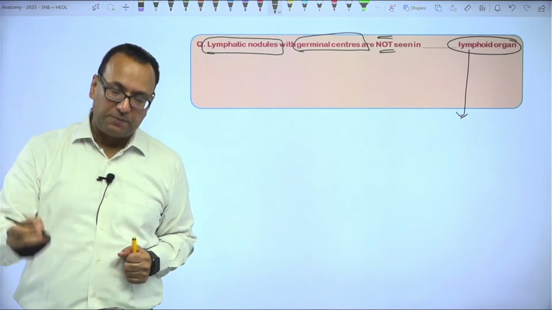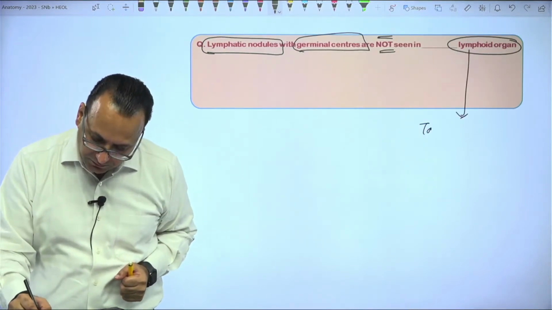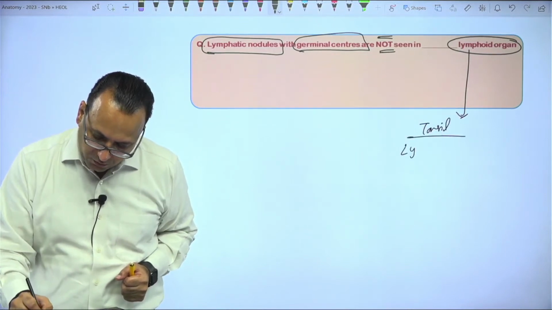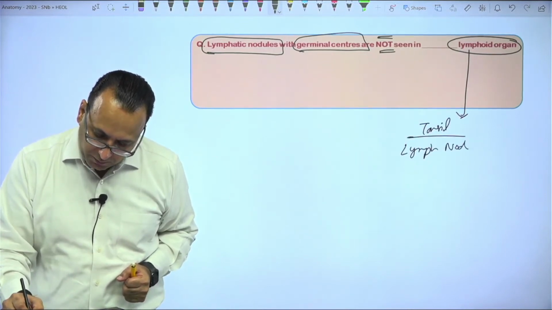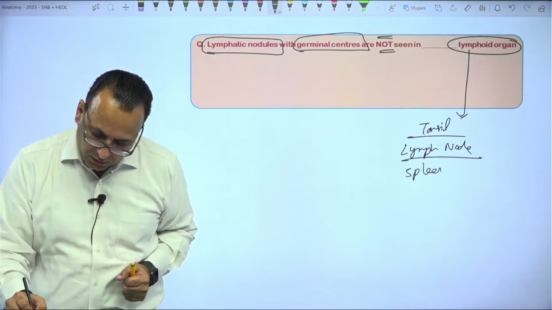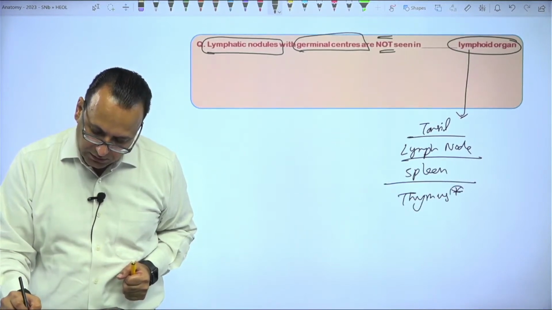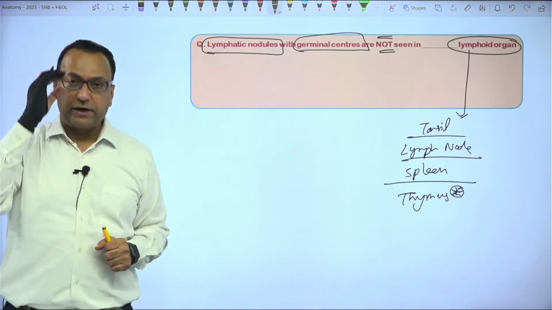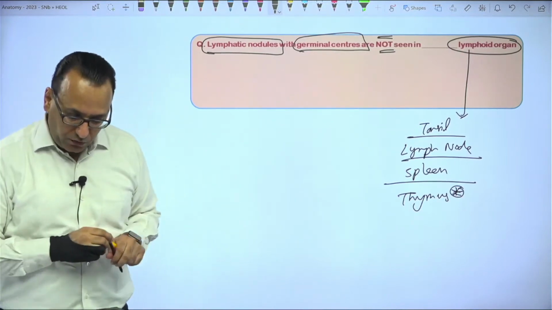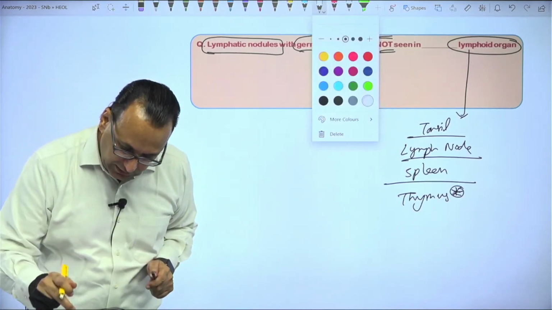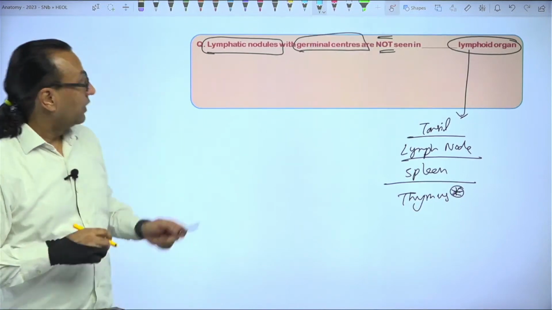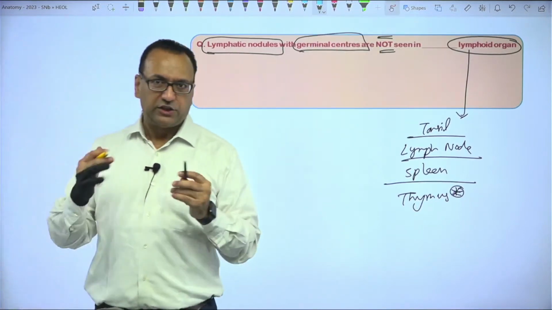Lymphoid organs we just mentioned could be the tonsil, the lymph node, the spleen, or the thymus. We just mentioned thymus is typical because it does not have reticular fibers. Now if you already have mentioned these names, lymphatic nodule with germinal center.